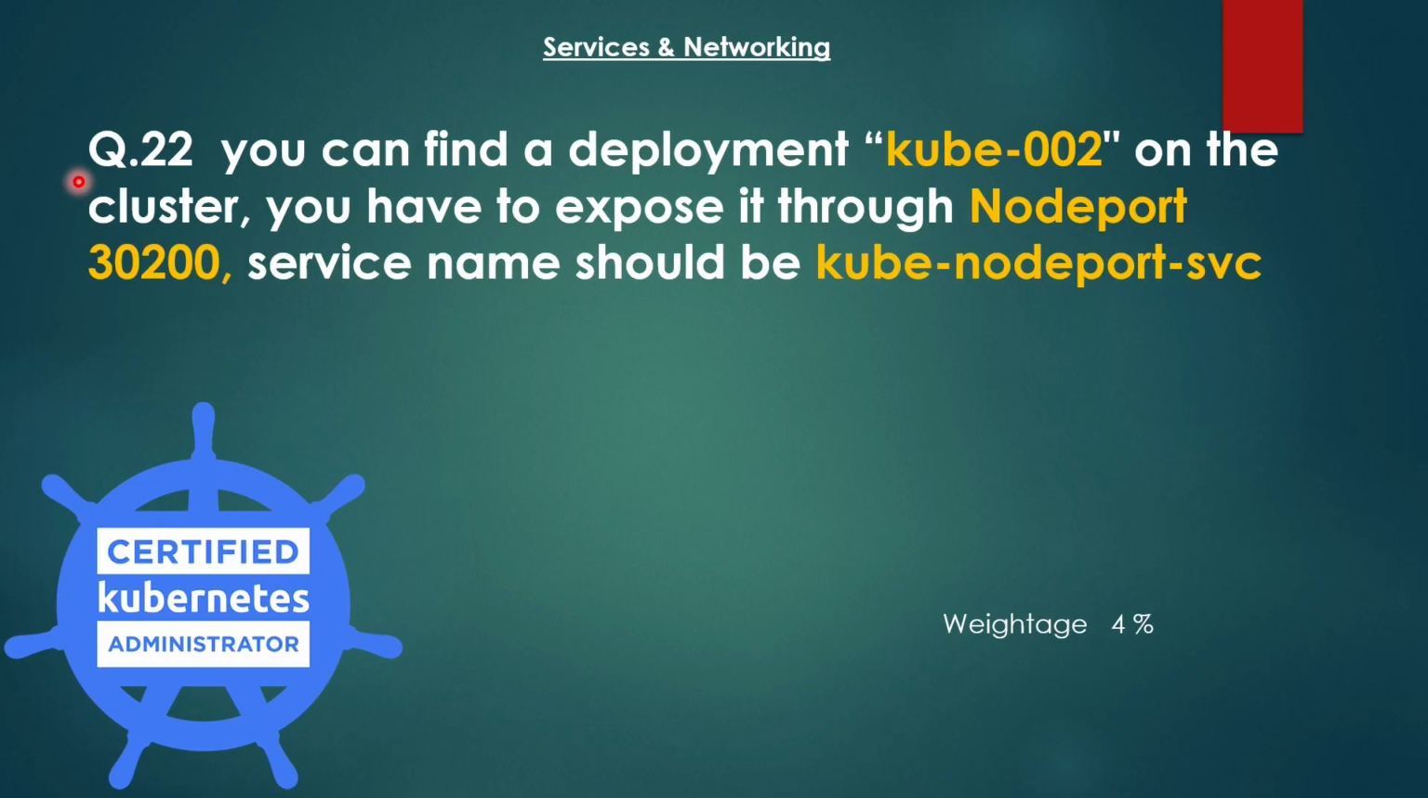This time the question is to expose a deployment through NodePort. You can find a deployment, cube 002, on the cluster. You have to expose it through NodePort 30200. Service name should be cube NodePort SVC. Without further delay, let's go to the cluster.